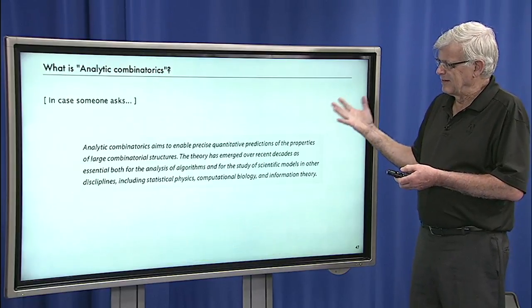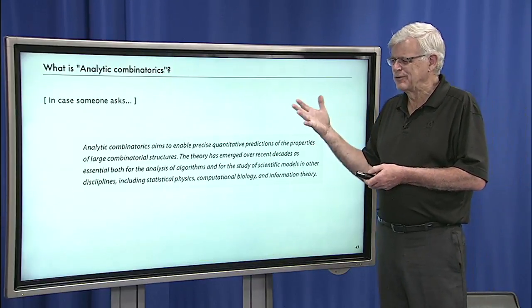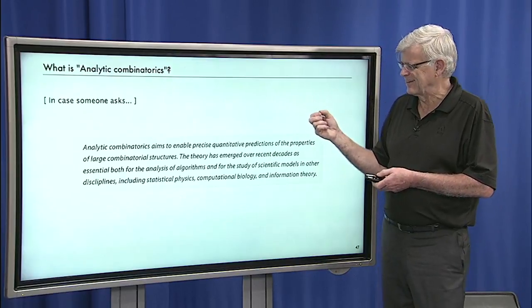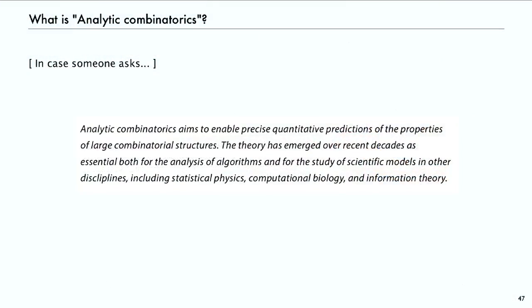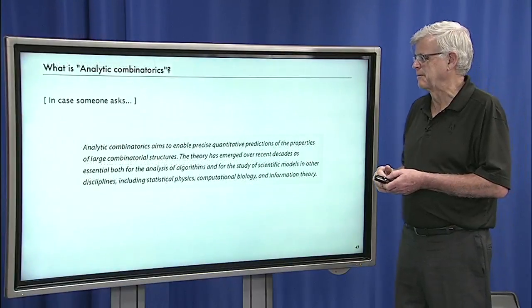So just in case someone asks, you took analytic combinatorics, what is that? This is the answer. It aims to enable precise quantitative predictions of the properties of large combinatorial structures. It's a theory that's emerged over recent decades as essential, not just for the analysis of algorithms, but also for the study of scientific models in other disciplines, including statistical physics, computational biology, and information theory.